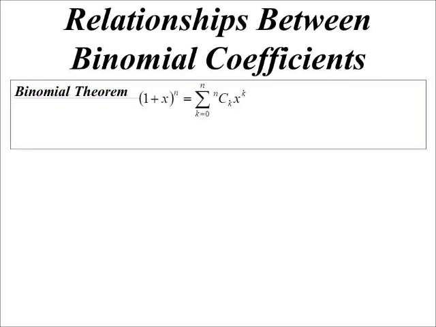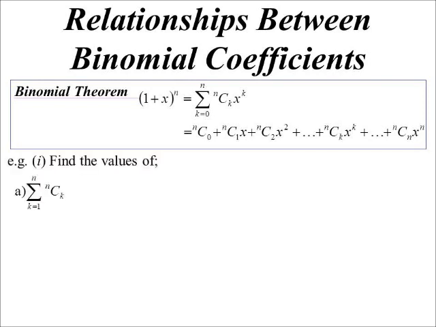plus x to the power of n, which in some notation there's our general term nCk x to the k, and of course we go from 0 to n. If we expand that out we get of course nC0, nC1 x, nC2 x squared. Somewhere in the middle there'd be a term nCk x to the k, and at the end nCn x to the n.